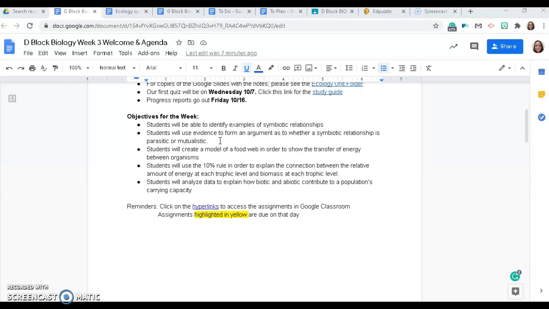While we're in class, we'll talk about food chains and food webs, and we'll make a model of a food web. We will also talk about a concept known as the 10% rule, and we will explain the connection between the amount of energy at each level in a food chain and the biomass at each level. We'll talk about what those terms mean.